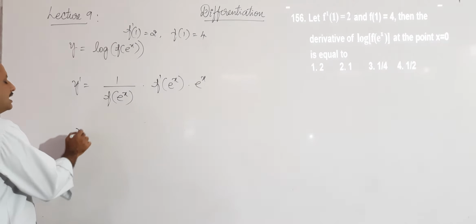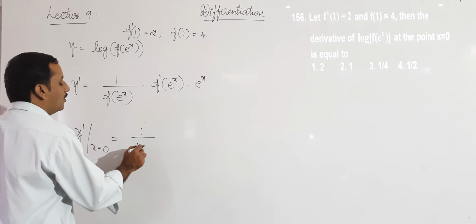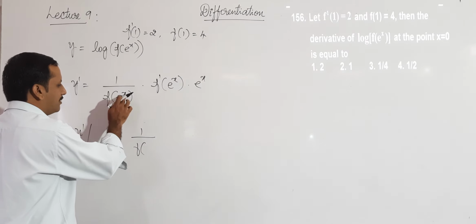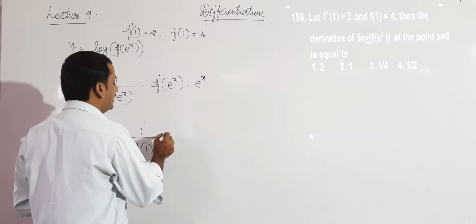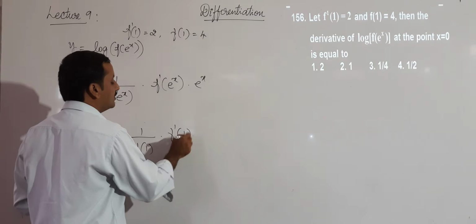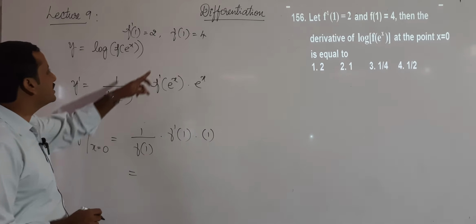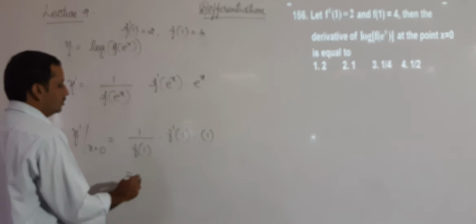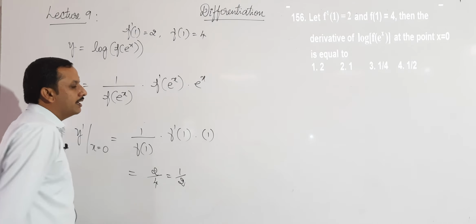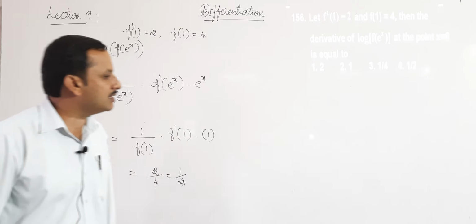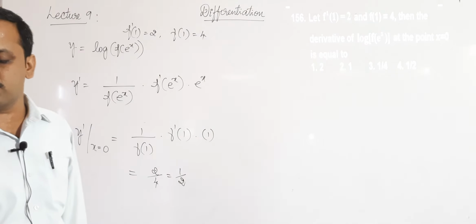We want the derivative at x equal to 0. Put x equal to 0. If I put x as 0, e power 0 is 1, so we get 1 by f of 1 into f dash of 1 into e power 0, that is 1. F of 1 is 4, f dash of 1 is 2. So we get 2 divided by 4, that's equal to 1 by 2. Do we have this option? Yes, we have. Fourth option, 1 by 2 is the answer.